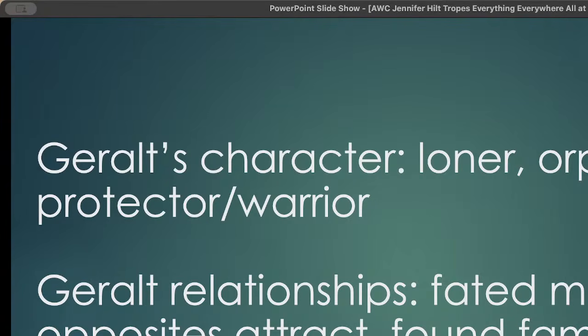He ends up getting a minstrel who accompanies him, and he meets a powerful sorceress and falls in love with her. That would be the fated mates, opposites attract trope. He's Ciri's guardian, and then all together they come together to form, like I said, this found family.